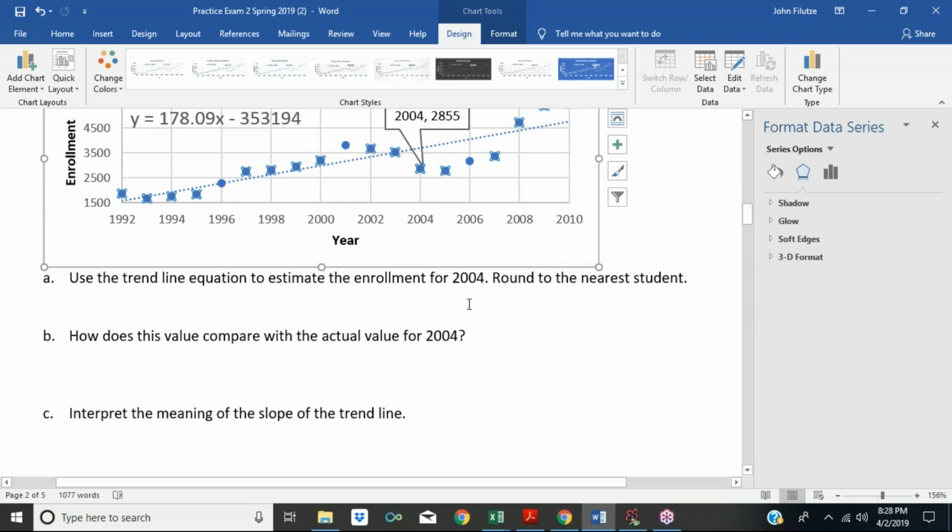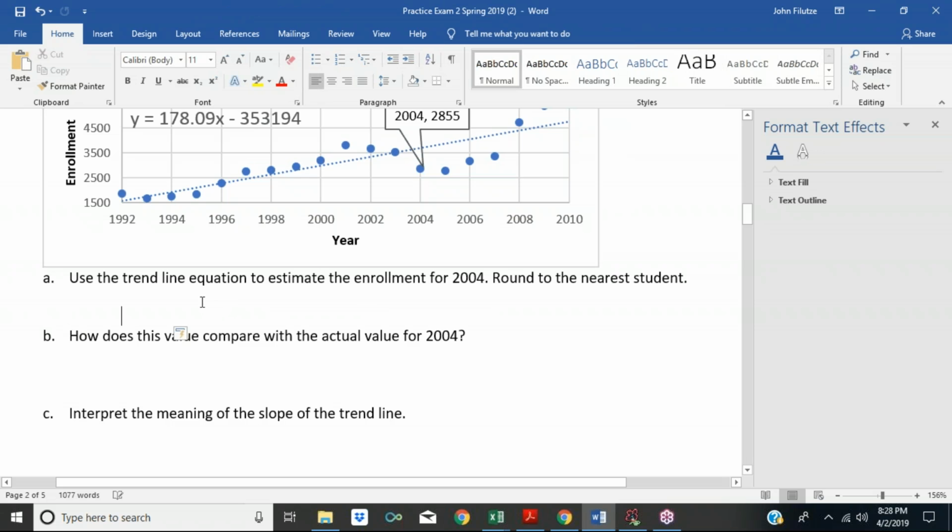All right. So it says estimate the enrollment for 2004. So that's where we would take this and say y equals 178.09 times 2004 minus 353,194. And then we would get our answer, about 3,698 students. So we get the 0.36 on the end, but we know we can't have 0.36 of a student, so we're going to round to the nearest student. So our final answer would be 3,698 students.